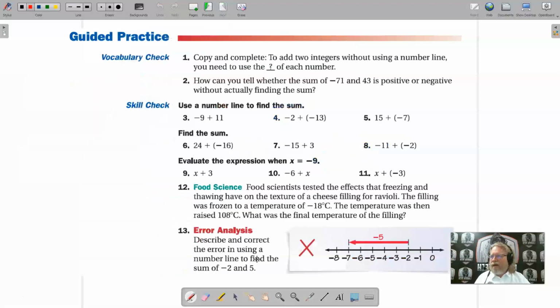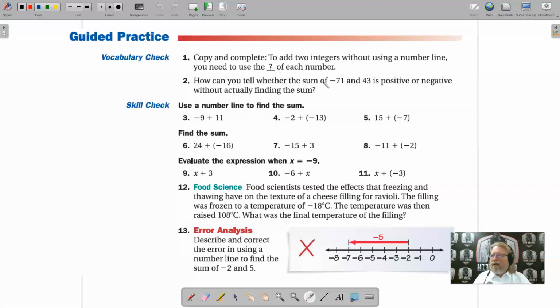All right, our guided practice, we'll just kind of look over this and glance and see what we might have. It says copy and complete. To add 2 integers without using a number line, you need to use the blank of each number, and that would be the absolute value. That's referencing the absolute value concept that we used.